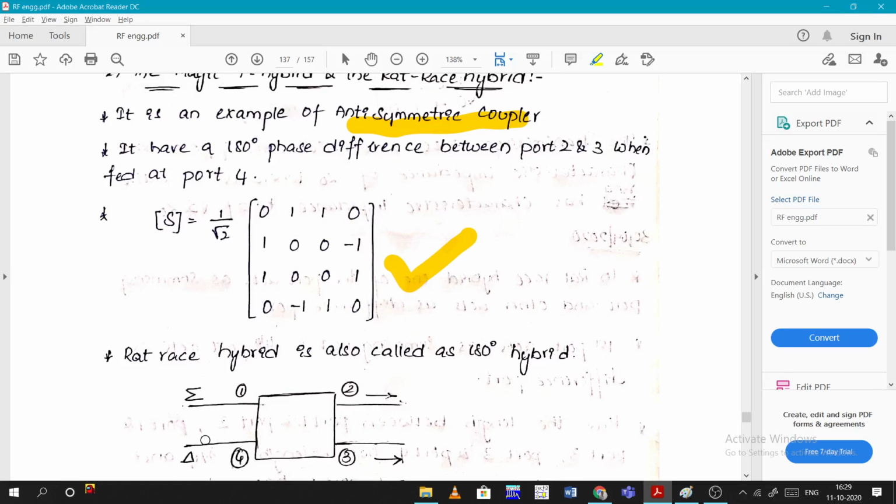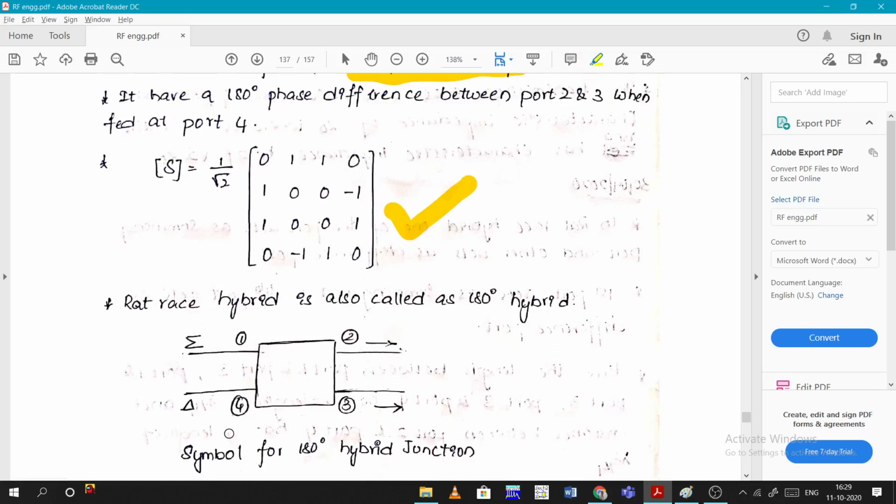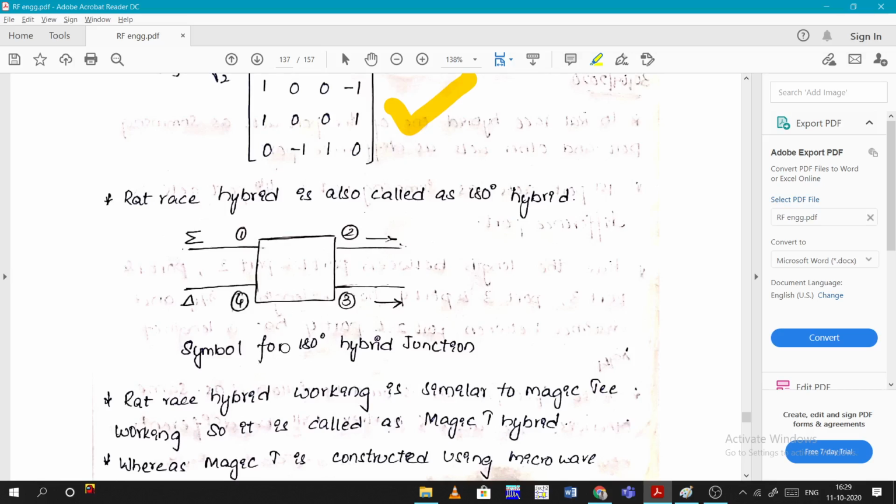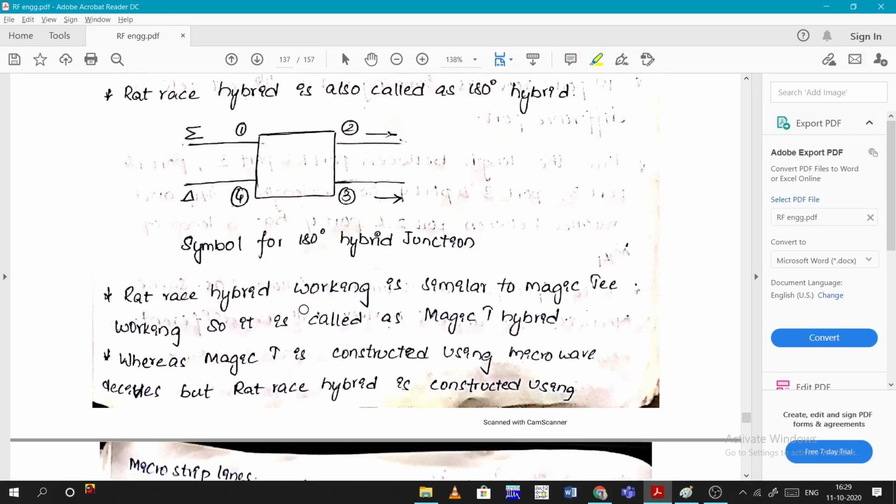So let's see what these ports will have. These are 4 ports. The first port is called the summing port, the other port is called the difference port, and then the normal 2 ports, port 2 and port 3. So this is the symbol for the 180 hybrid. The rat race hybrid working is similar to the magic T working, so it is called a magic T hybrid.